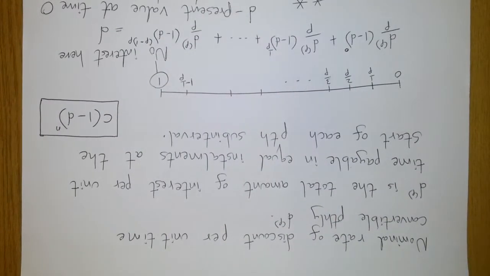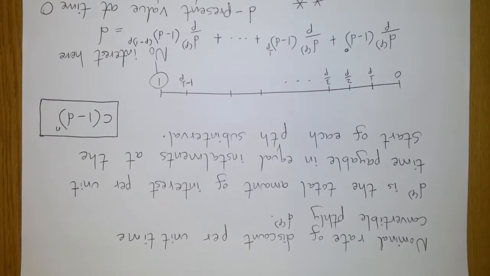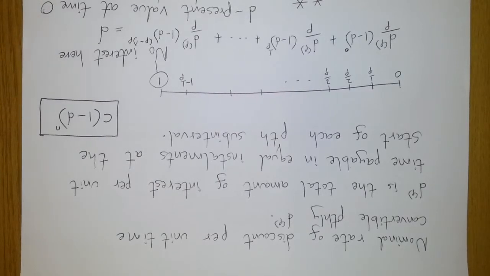In the case of nominal rate of discount per unit time convertible pthly, we have the nominal rate of discount per unit time convertible pthly as the total amount of interest per unit time payable in equal installments at the start of each pth subinterval. So in other words, the total interest is that, but it's paid in p equal installments such that each installment is d^(p) divided by p.